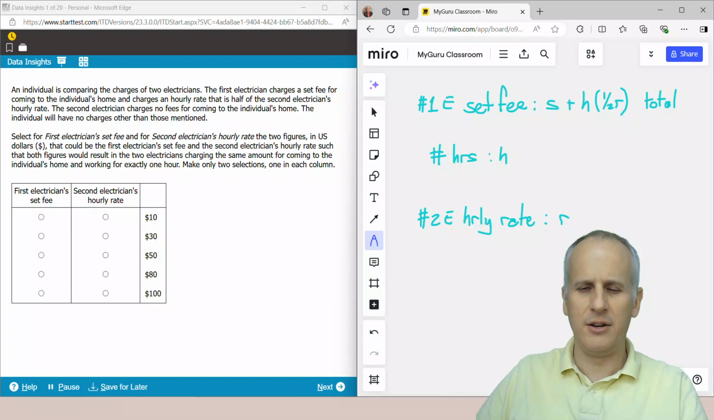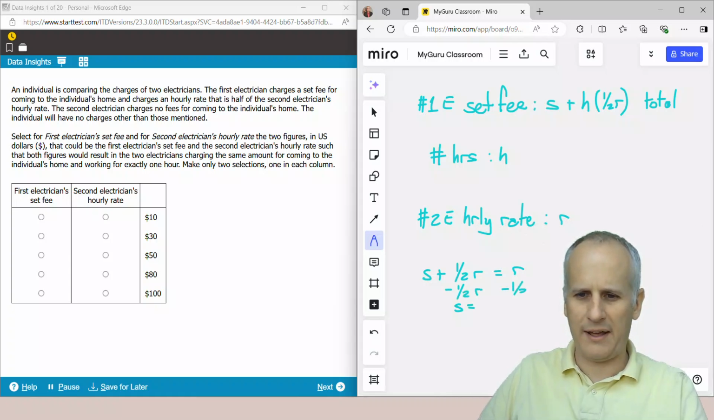So we've got to know that our H is just going to be equal to 1. So we've got S plus 1/2 R has to be equal to R. So that means that S is going to be equal to 1/2 R when we subtract 1/2 R from each side. And I'm generally going to get rid of fractions, so we'll just multiply the whole thing times 2. So we know that 2S is equal to 1R.